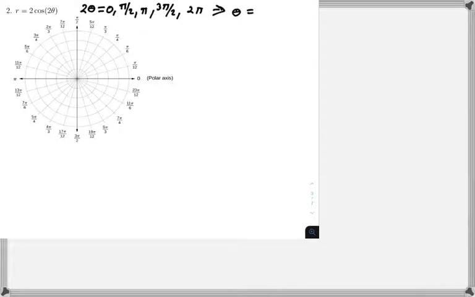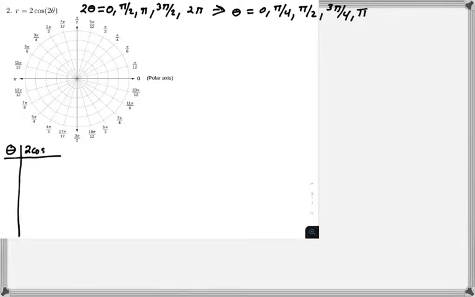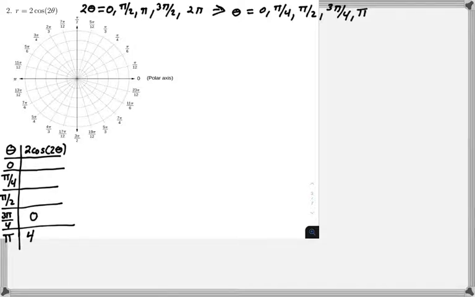I'm going to divide each one of those by 2, so we have 0, pi over 4, 3 pi over 4, hold on, I got off here. 0, pi over 4, excuse me, pi over 2, then 3 pi over 4, and pi. And so we'll make our little table here: 0, pi over 4, pi over 2, 3 pi over 4, and pi. And then this is just going to follow the cosine pattern here.